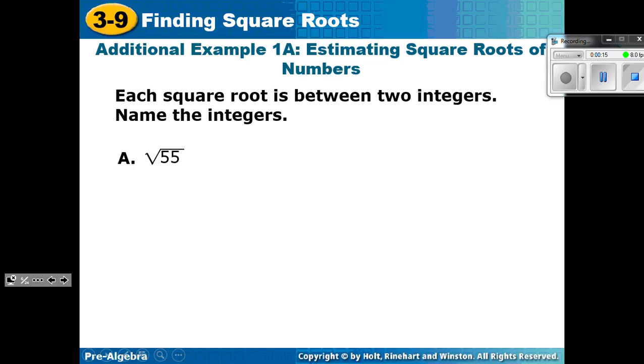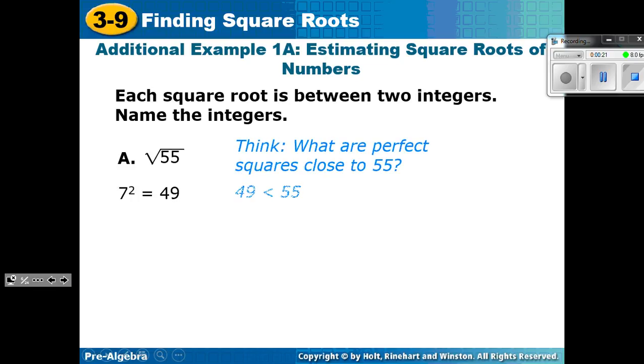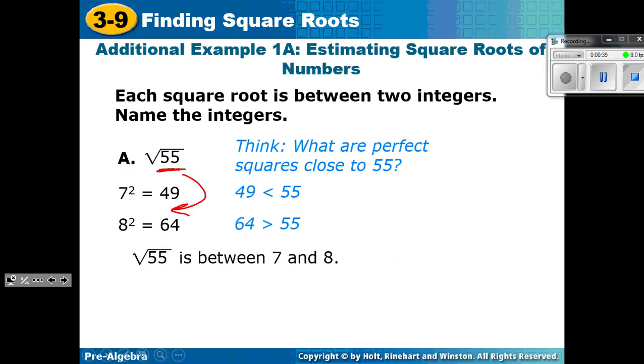Square root of 55. 55 is not a perfect square. So you have to figure out what are the perfect squares that are close to 55. Right under 55, we have 7 times 7 is 49, and then 8 times 8 is 64. Since 55 falls in between those two, we would say that the square root of 55 is somewhere between 7 and 8.